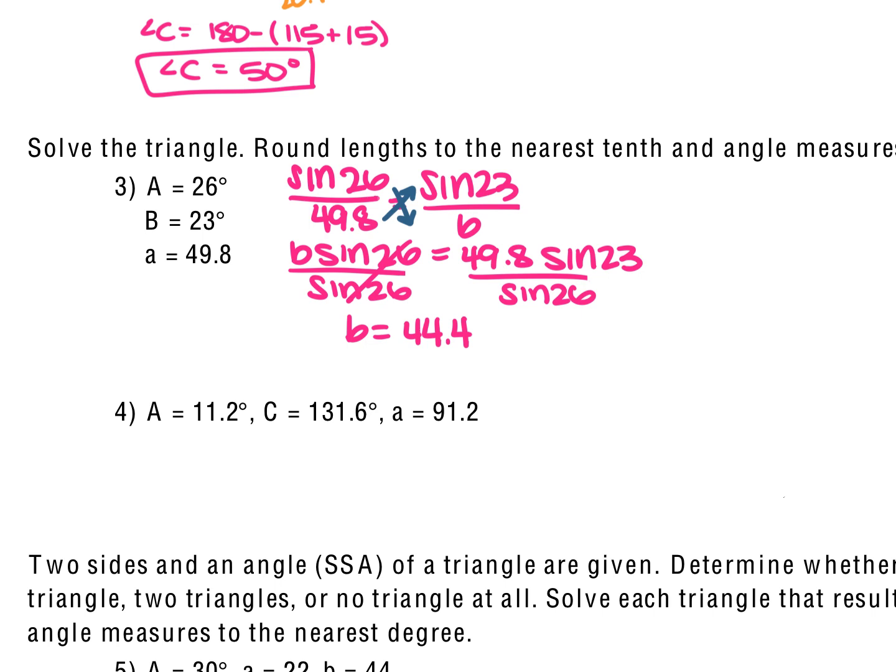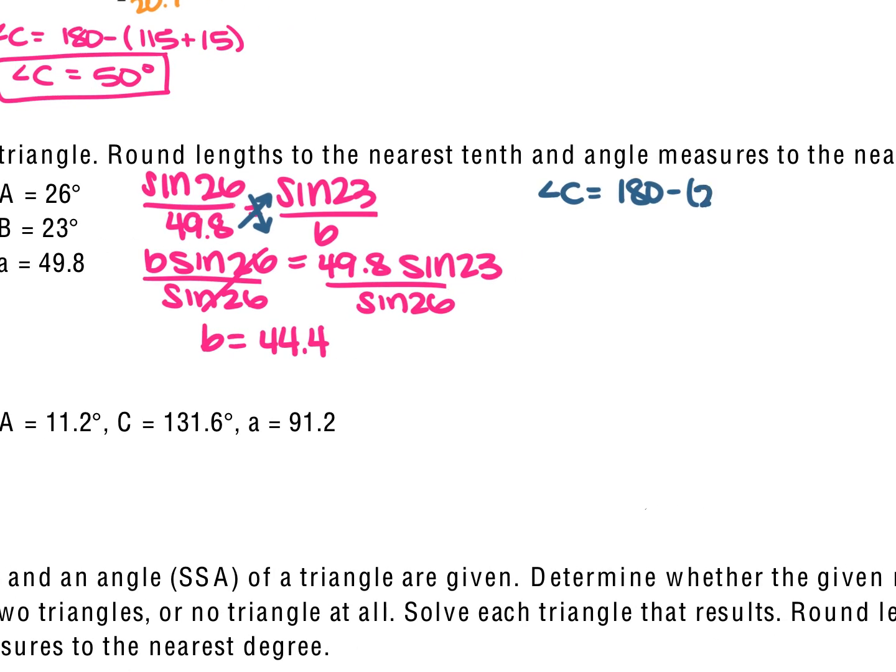for B. So the next thing that we can find is angle C by using 180 minus the sum of angle A and angle B. So angle C is equal to 180 minus the sum of 26 and 23. So 26 plus 23, subtract that from 180, that gives us that angle C is 131 degrees.